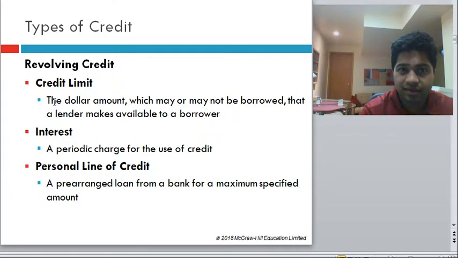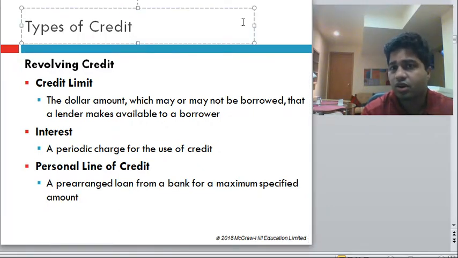Revolving credit limit, the dollar amount which may or may not be borrowed that a lender makes available to you. For example, I open a credit card and they give me $3,000 of credit. So I will not be charged on this amount that is extended to me. I will be charged on the amount that I actually use. Interest, a periodic charge for use of credit. A personal line of credit, a pre-arranged loan from a bank for a maximum specified amount.